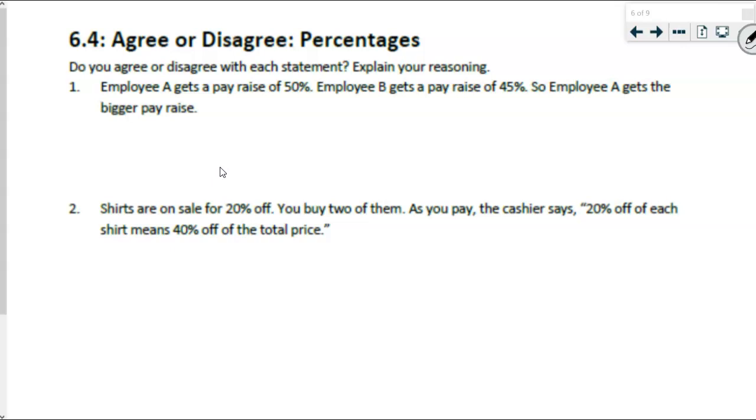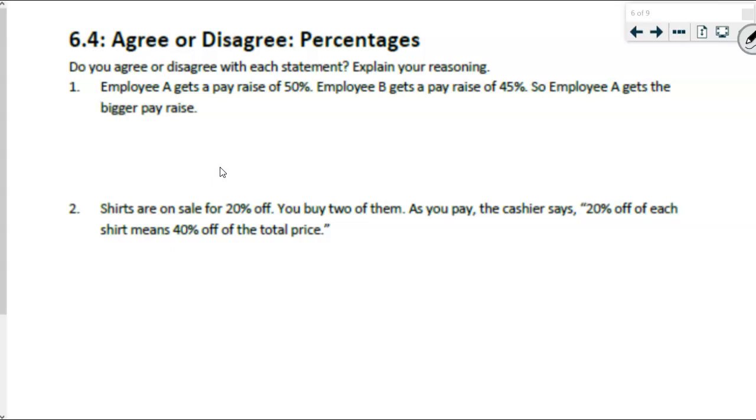Okay. 50% is greater than 45%. So, of course, it's going to be a bigger pay raise. Unless it's not. Luke? There's some other factors that could come into play, like how much the employee actually makes.